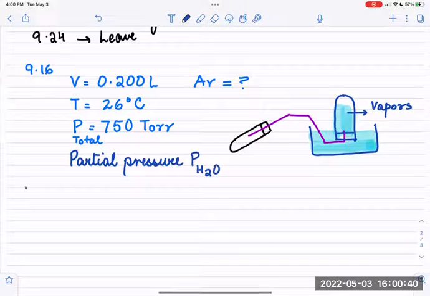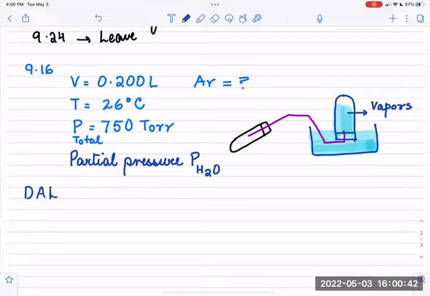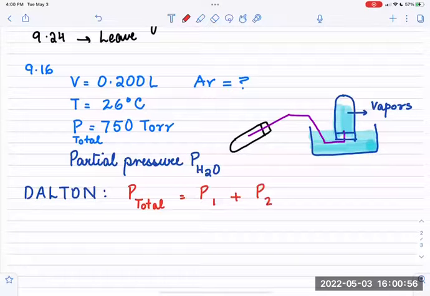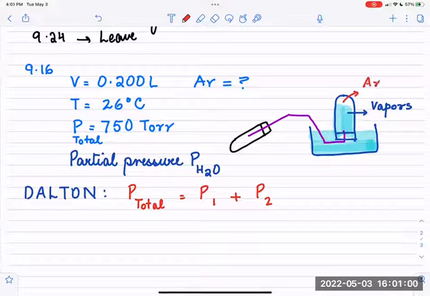So Dalton's law says that the total pressure that we see from outside is equal to the pressure of gas 1 plus the pressure of gas 2. So in this case, there are two gases we have. One is the argon, and the other is the vapors of water, the water vapors, okay?